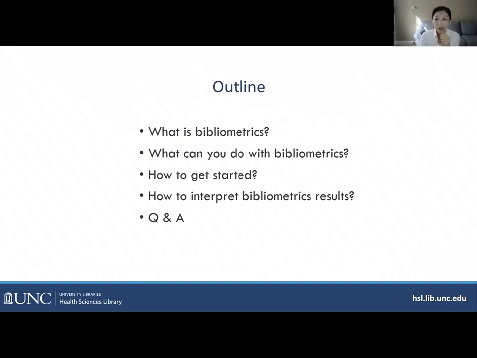So here is the outline for my talk. I will start to explain what bibliometrics is, and this is a research method I think everybody should know. And then I will show you some examples of what you can do with bibliometrics. After the examples, you probably want to know how to get started. So I will introduce some resources, tools, and the normal process I usually take, and some caveats that you should watch. And then last, I will briefly mention how to explain bibliometric results. I will leave time for Q&A.